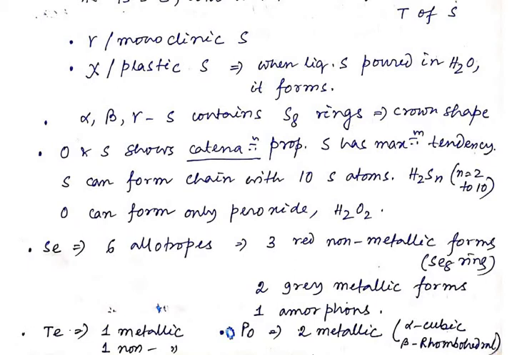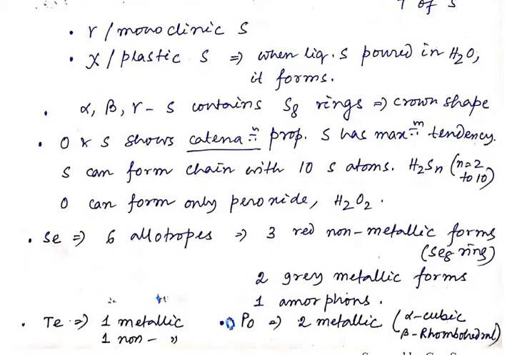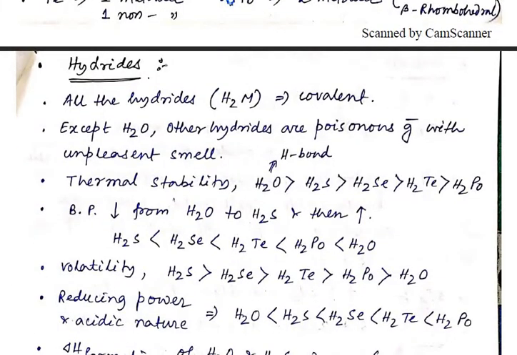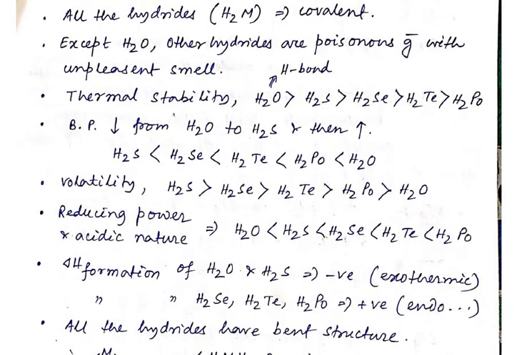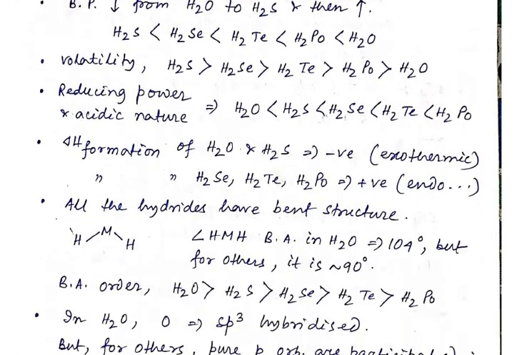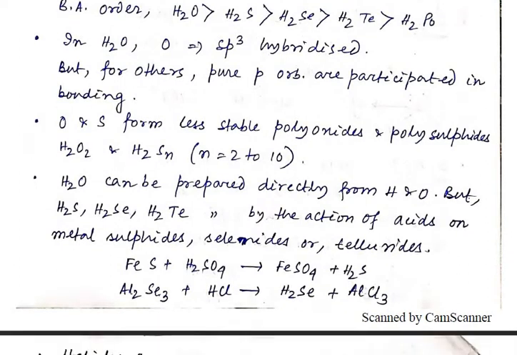In case of sulfur, there are so many allotropic forms. Next we have already discussed the hydrides. The main hydride is water, H2O, and H2S is also there. So these two hydrides are very important in case of the group 16 elements.